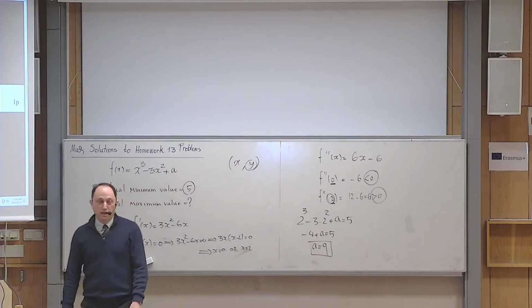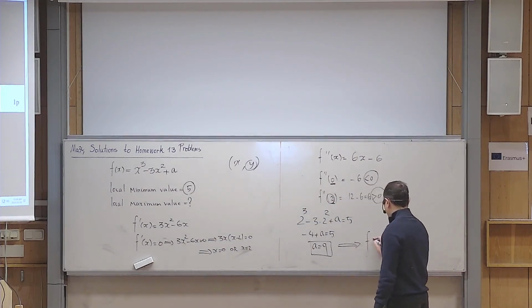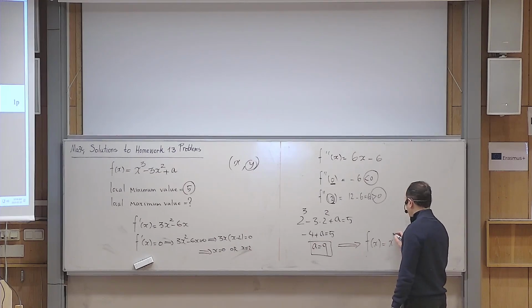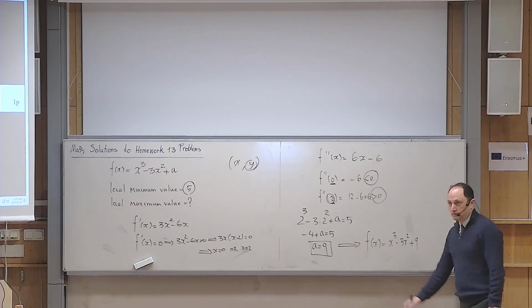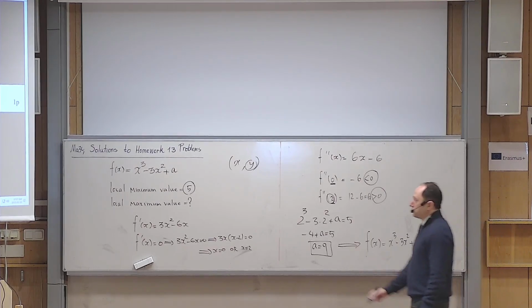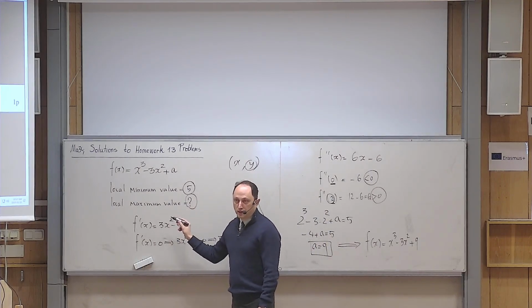Yes? If A is 9, the only missing part about my function is found. f of x is equal to x cubed minus 3x squared, and instead of A, I put 9. But what is the question mark now? The question mark is about the local maximum value. So what should I do?